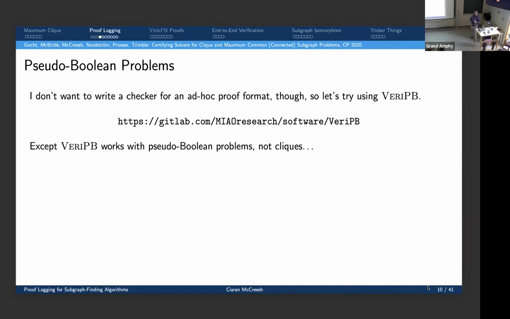I don't really want to have to write yet another proof checker. Writing a good proof checker is hard work, as people on that side of the room will tell you. So let's reuse VeriPB. Problem here is VeriPB works with pseudo-Boolean problems, not graphs. So what we need to do is produce, yes?